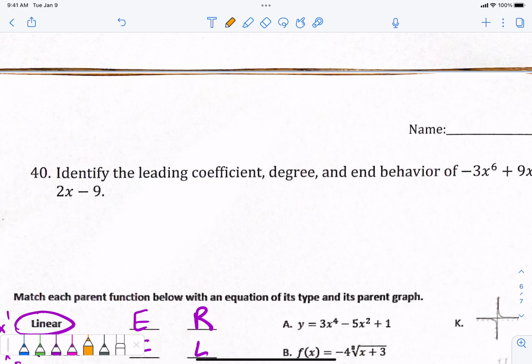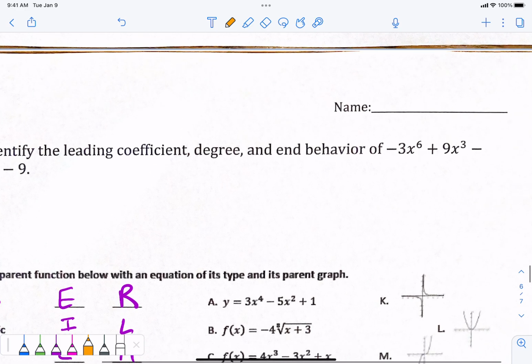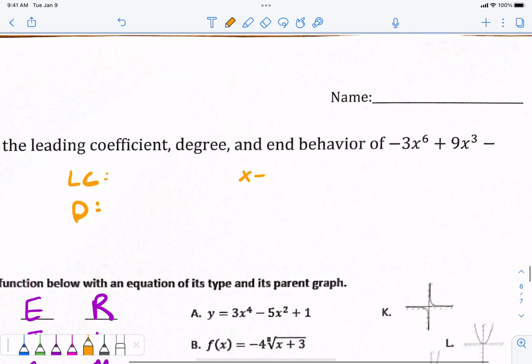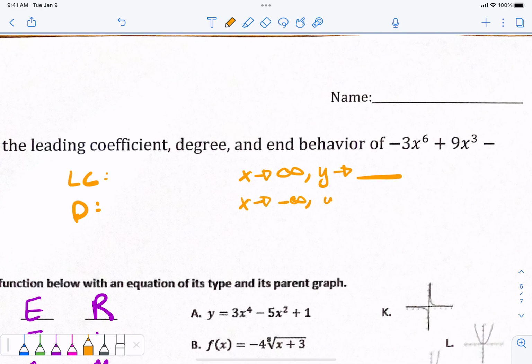Okay. All right. Identify the leading coefficient. That's the first thing. The degree. That's the second thing. And then the end behavior. How do you write out end behavior? As x goes to infinity. Yep. As x goes to infinity, what's the y doing? As x goes to negative infinity, what's the y doing? Now the problem with this is they don't have the graph of it for me. They don't have it graphed. So how the heck am I supposed to know?